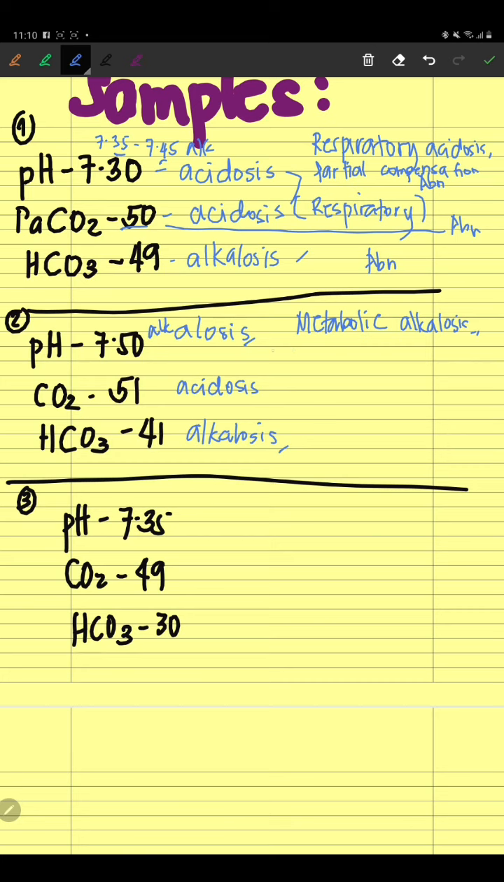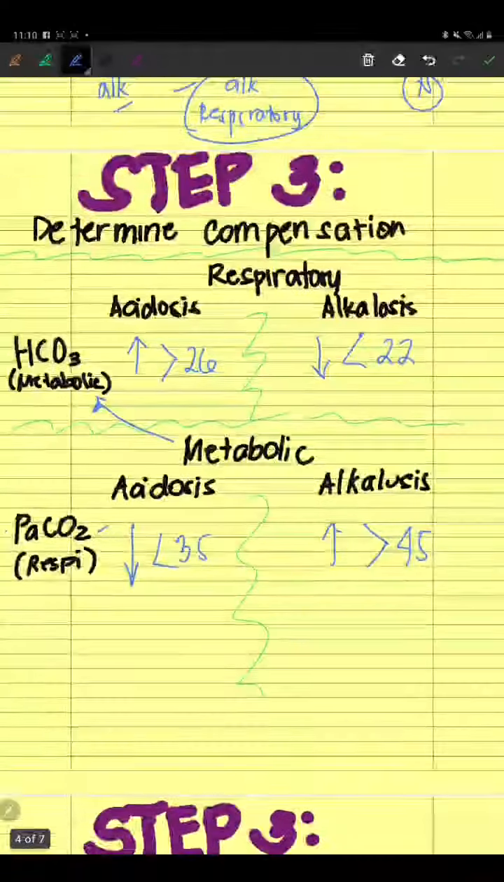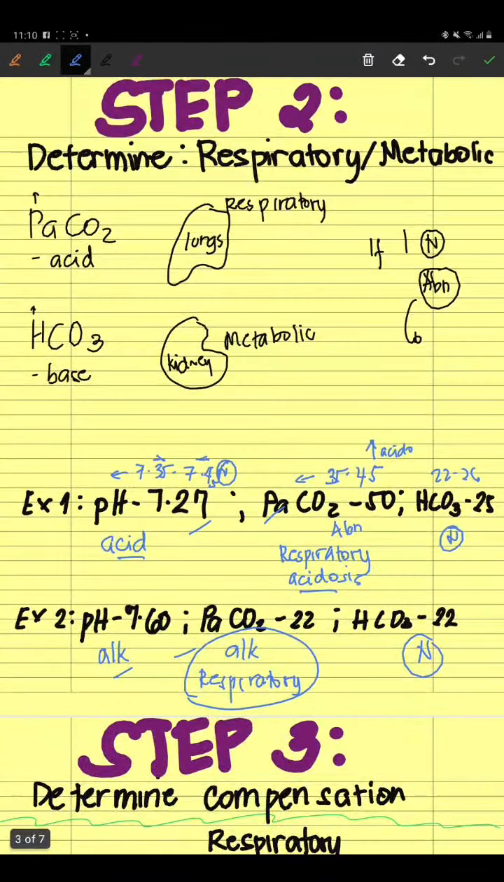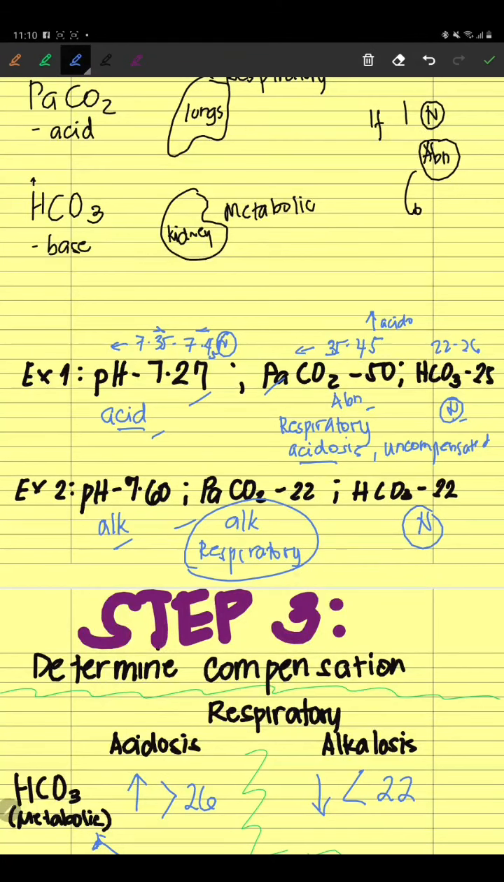Now, let's go to step 3, compensation. So, all of them again are abnormal. So, you know that that is partial compensation. Ma'am, what about your uncompensated? Your uncompensated is actually our example here. Since normal ito, abnormal ito, acidosis, so respiratory acidosis, uncompensated. Because one value here is normal, the other is abnormal, and the pH is also abnormal. That is also the same with this one, that is respiratory alkalosis, uncompensated.